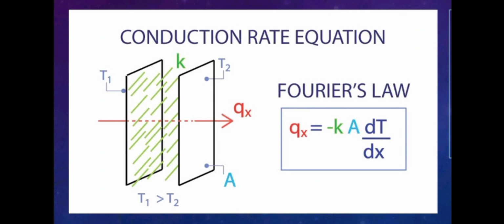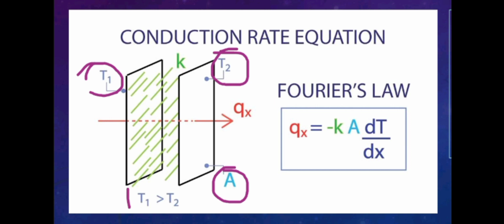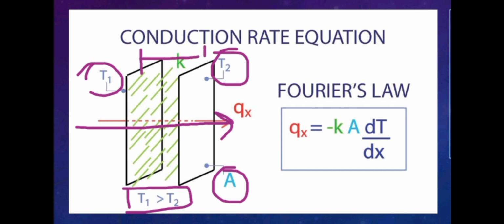First, let's have a look at this diagram. Here, the heat is being conducted between two plates of cross-sectional area A with temperature T1 and T2 respectively. And T1 is greater than T2, thus heat will flow from plate 1 to plate 2, that is from the higher temperature to the lower temperature. The distance between these two plates is represented by delta X, and the temperature difference, that is T1 minus T2, is represented by delta T. Now let's derive the formula.